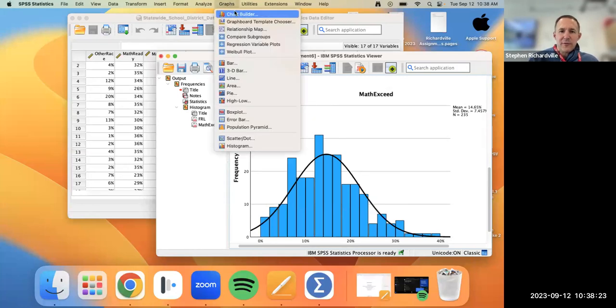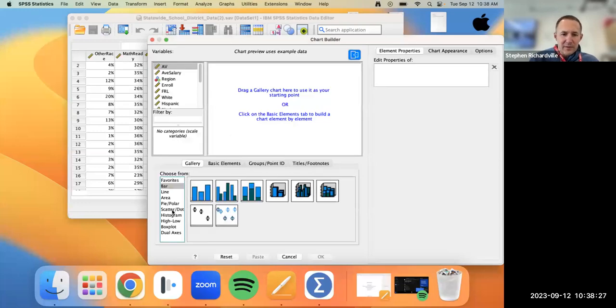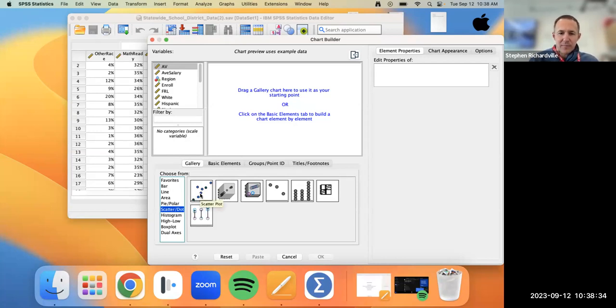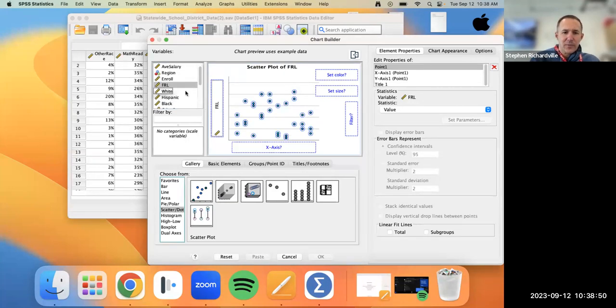So if I go to graph, chart builder, and ideally here, when I go to scatter or dot plot, I have the dot plot with a linear regression. Now my gallery on this version 29 doesn't have that graph, but we're still going to talk about it and how we would apply it in this regard. What I'm going to do is bring over free and reduced lunch for my Y variable. It could be X. It actually doesn't matter in this case. We're looking for linearity, which won't matter which variable is on which axis.